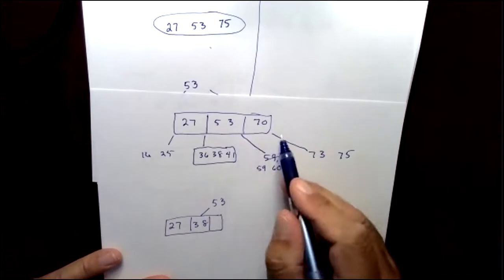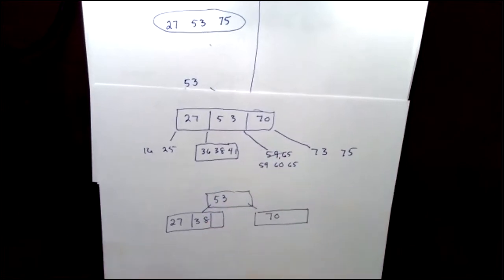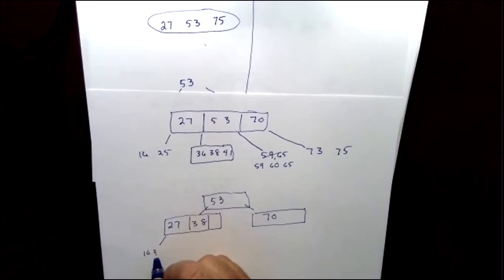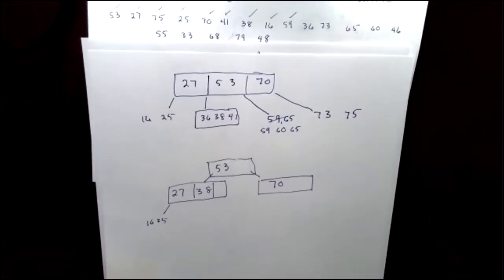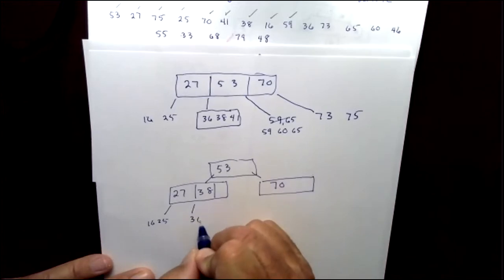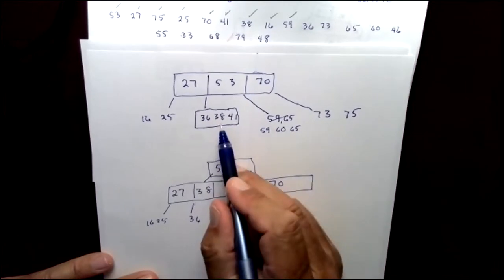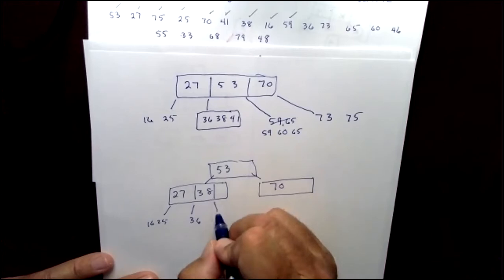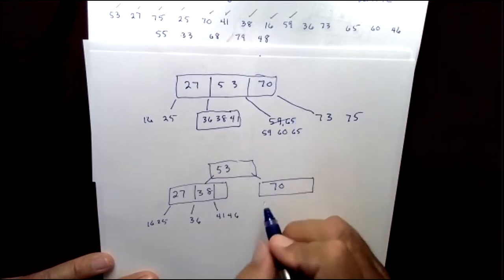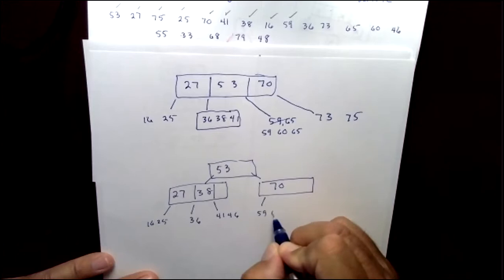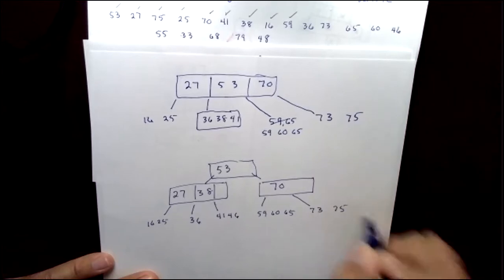Okay. What else did I have? The 70. Now what happens? Here I have my 16 and 25. To the left of 38 is going to be the 36. To the right of the 38, because remember, 38's the one that went up and joined with 27, is going to be the 41 and the 46. Out here with the 70, to the left of 70 is 59, 60, 65. And to the right is going to be 73 and 75.